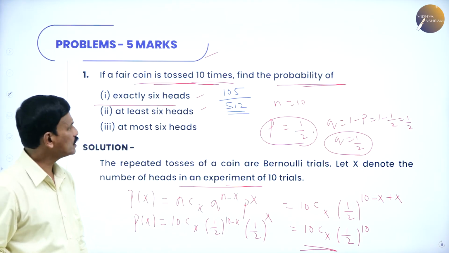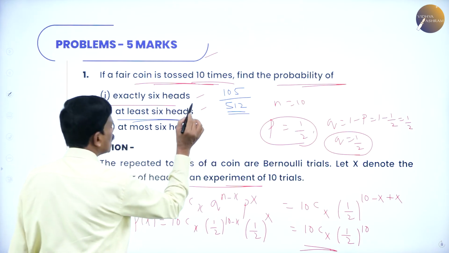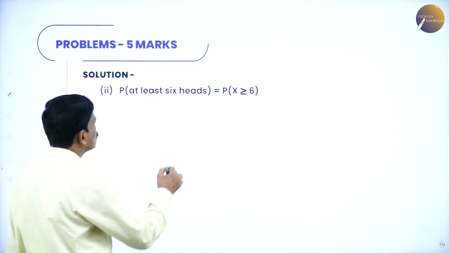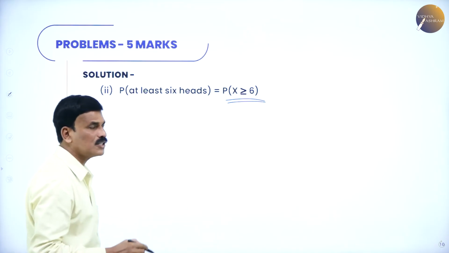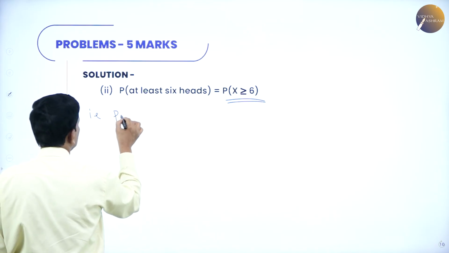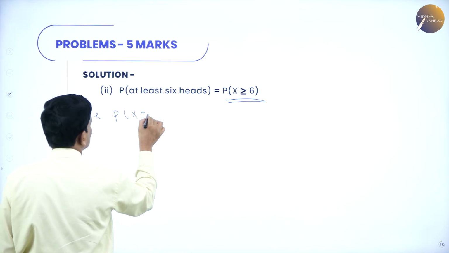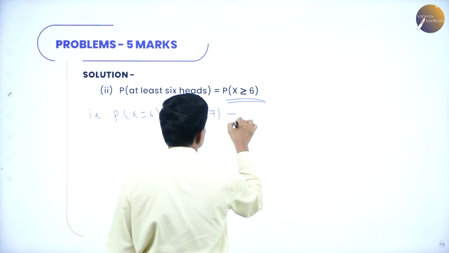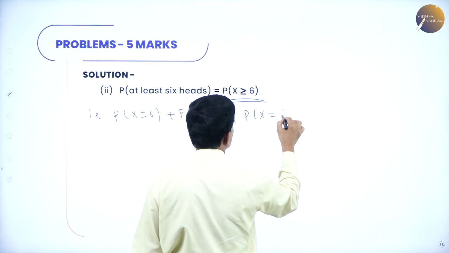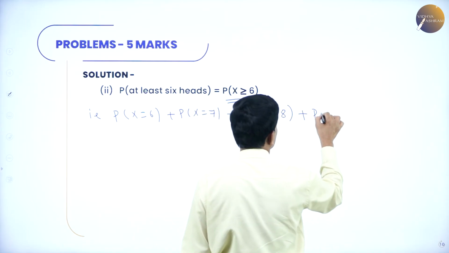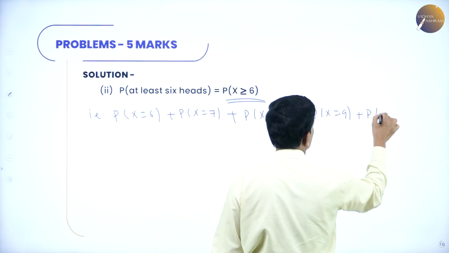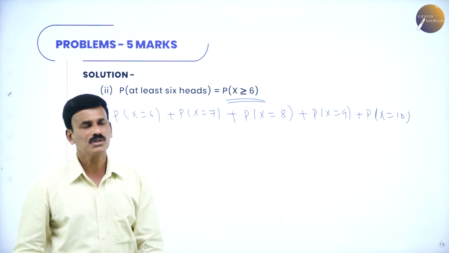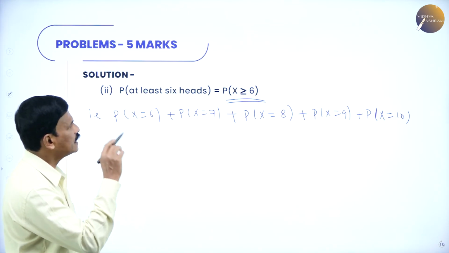Okay, hope you followed this. Now the second case is at least 6 heads. Now let us come to the next page. At least 6 heads means probability of x is greater than or equal to 6. That is probability of x is equal to 6 plus probability of greater than 6, means 7, plus probability of x is equal to 8 plus probability of x is equal to 9 plus probability of x is equal to 10. 10 times we are tossing. So x is equal to 6, 7, 8, 9 and 10.